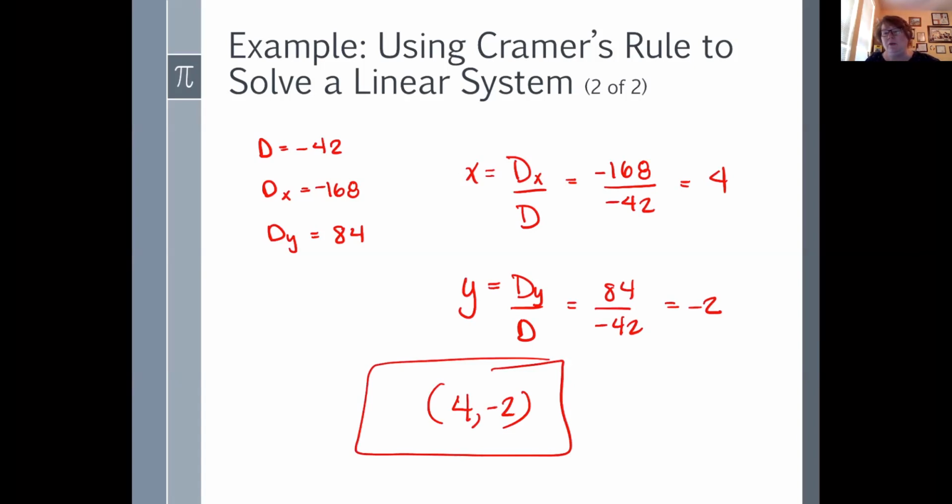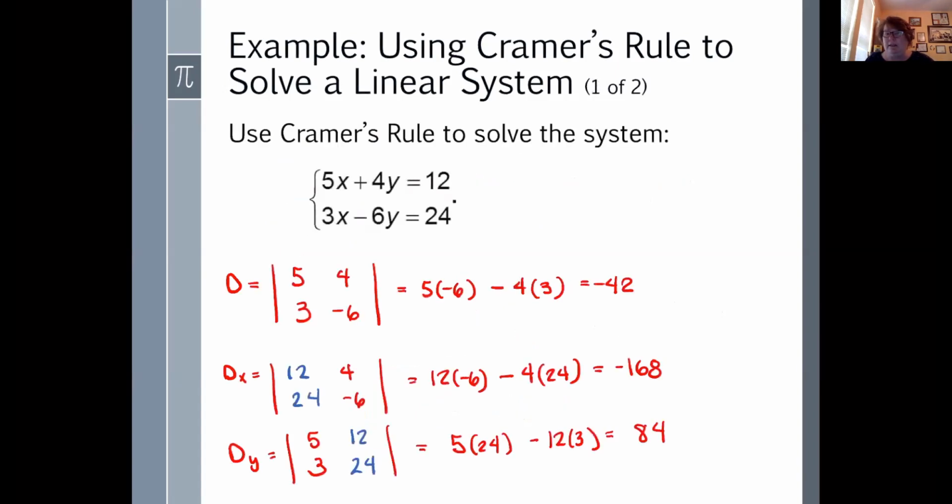Now, in some instances, it's probably just as easy to solve the system using addition. I could multiply the top equation by 6 and the bottom equation by 4, add them together and eliminate y. So it might be easier to do this by addition. It works, like I said, particularly well when you have solutions that are going to be fractions. Cramer's rule works really, really well for that.